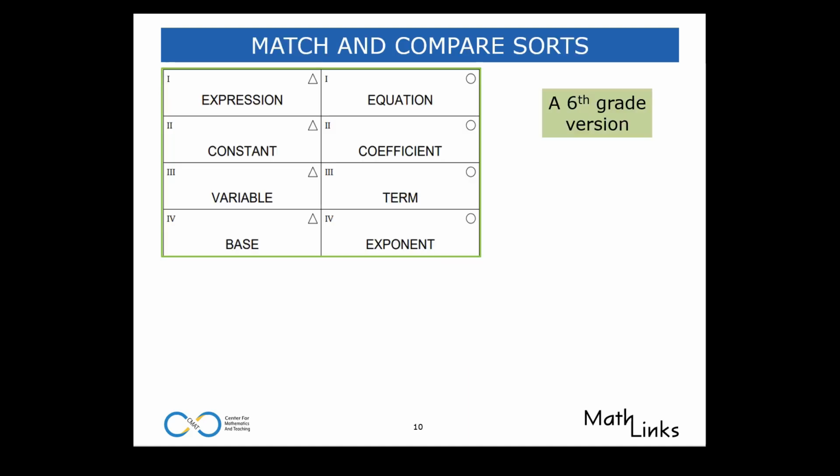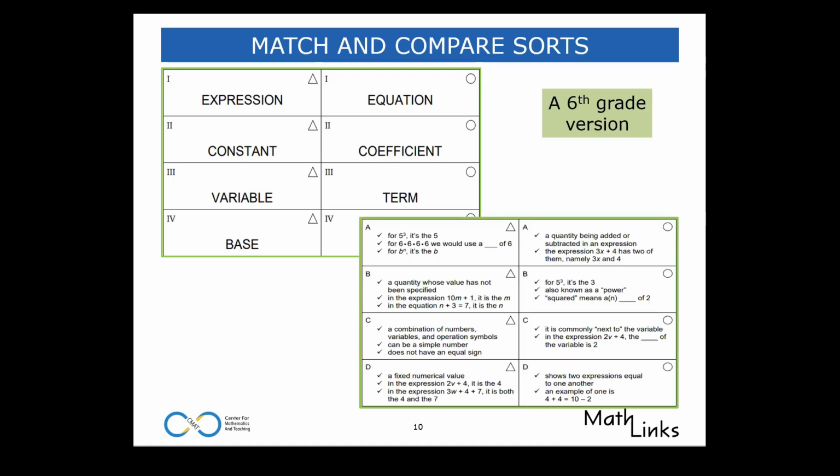On to match and compare sorts, which are great for reviewing vocabulary in a very rich way. Here you see 8 vocabulary words from a 6th grade algebra unit. And here are descriptions of these words. Notice that half of the cards have triangles on them and the other half have circles. Make sure to cut apart the 16 cards before giving them to students.